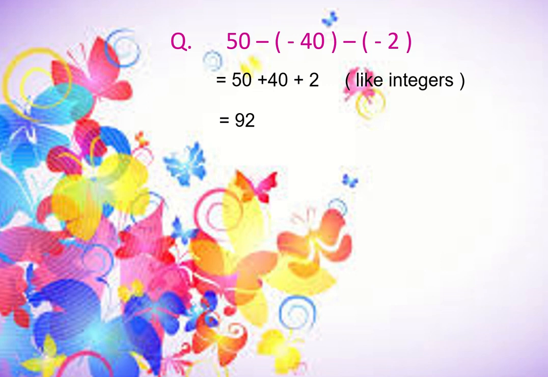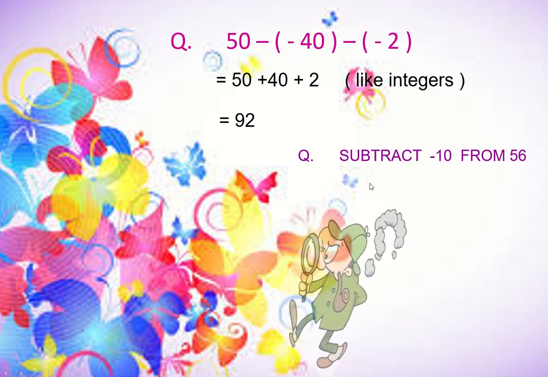So you have to complete question number 1 all the parts and question number 4 all the parts in the notebook. Now I am taking one more example. Just think about it. If the question is coming like this, I am not giving the expression as in the above question. In this question, you have to first make the expression of what we want to ask. As in this: subtract minus 10 from 56.